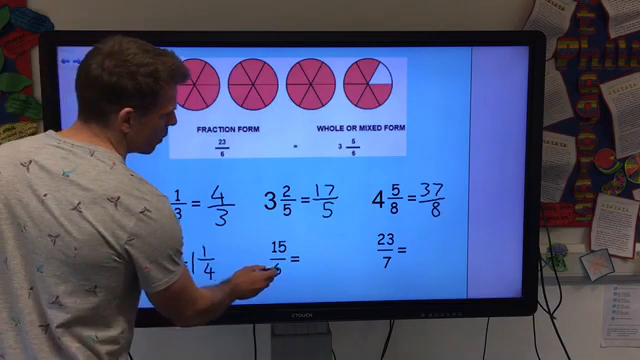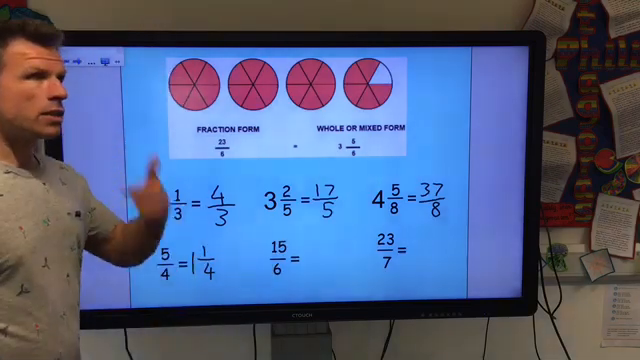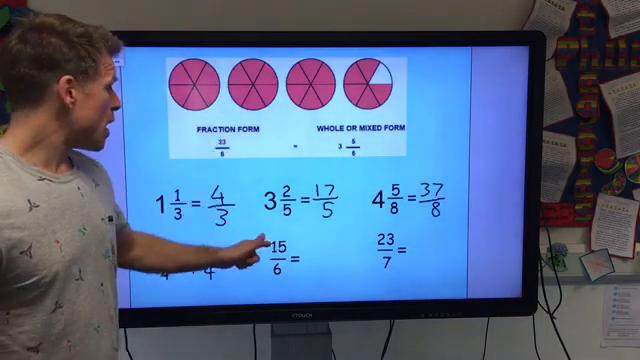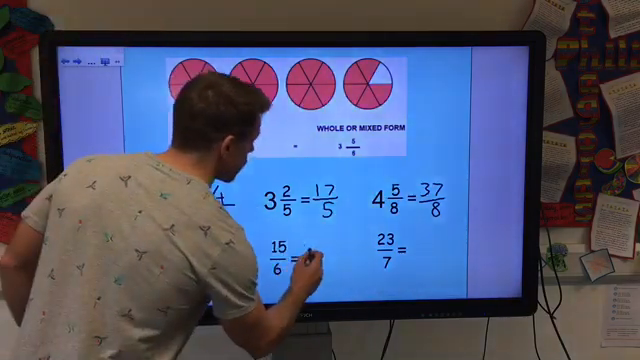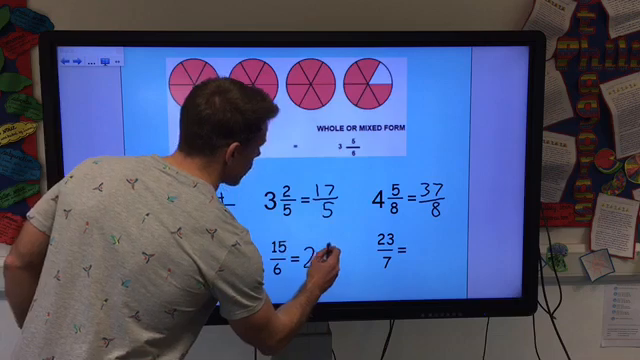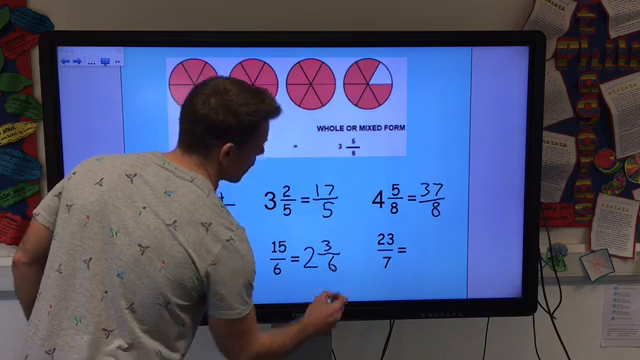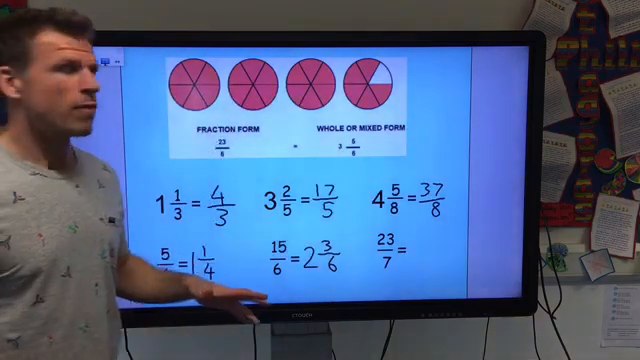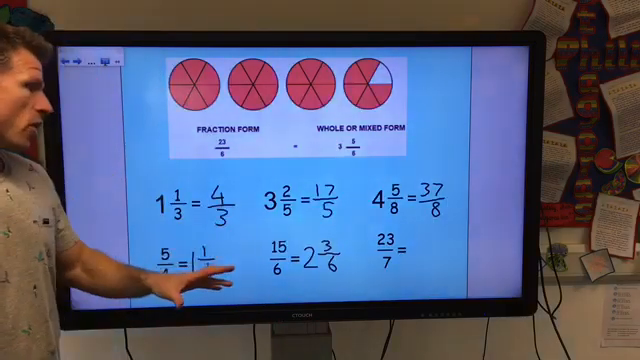Let's try this one. How many times does 6 go into 15? So 6 and 12 goes in twice, and you've got 3 left over. So you've got 2 wholes and 3/6 left over. I'm not going to go into simplifying fractions today. I think we'll save that for another time.